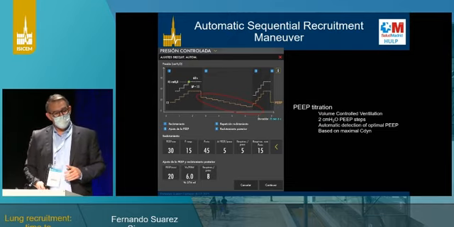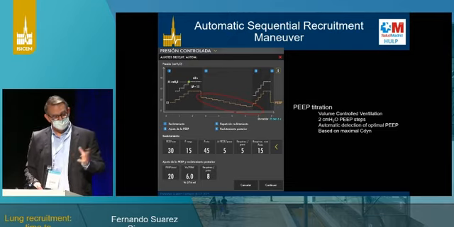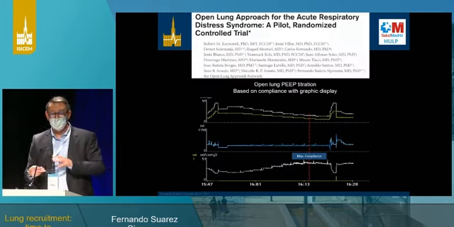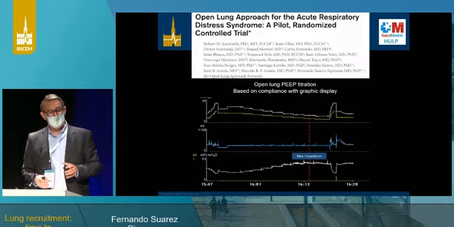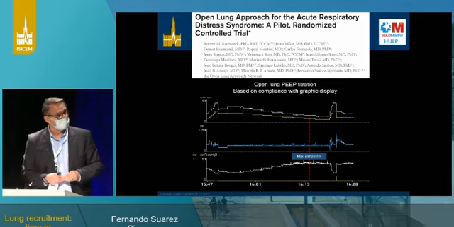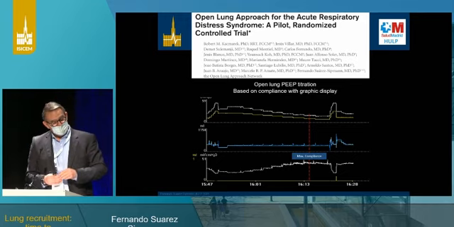PEEP titration is based on a decremental PEEP trial, and the user also has some possibilities to adjust the settings to a specific patient. And we used this in our multi-center trial. We are participating here with our chairman and Bob Kaczmarek.